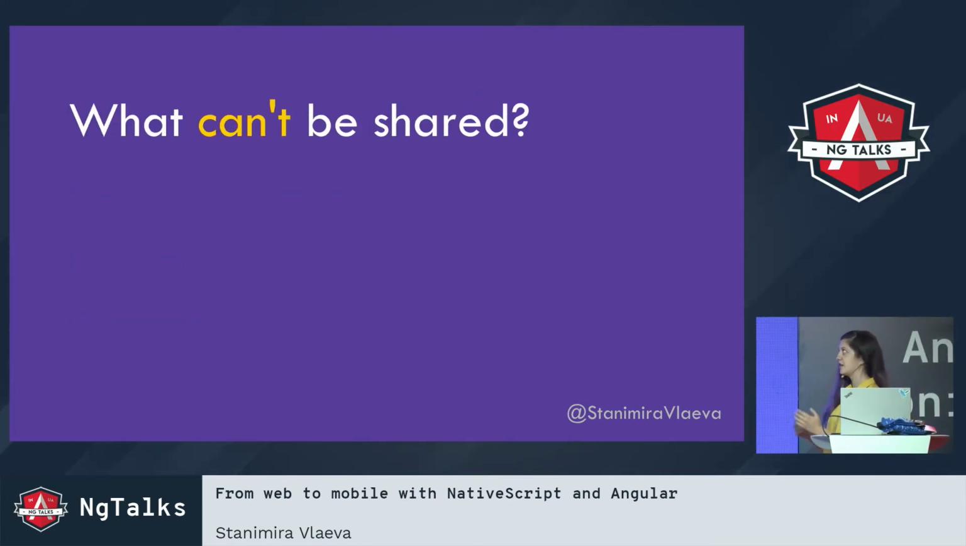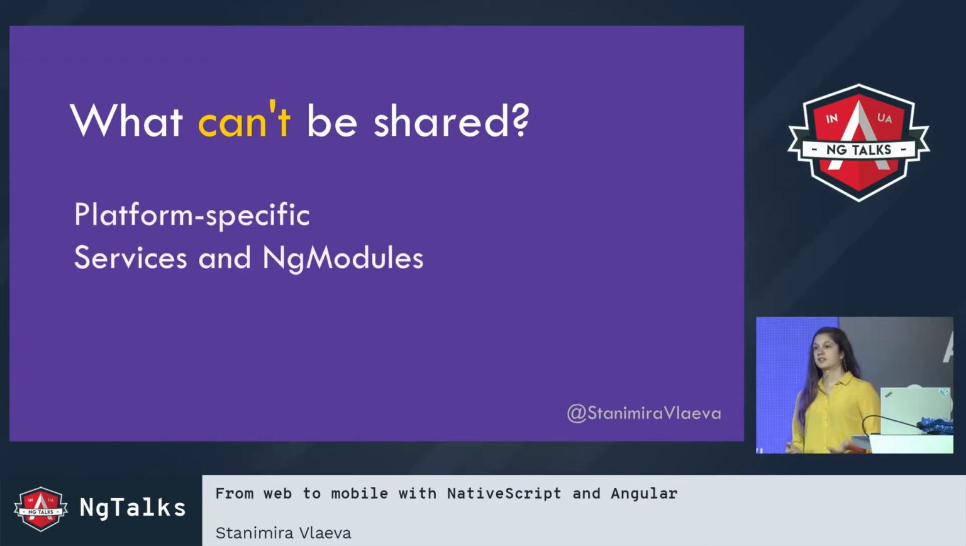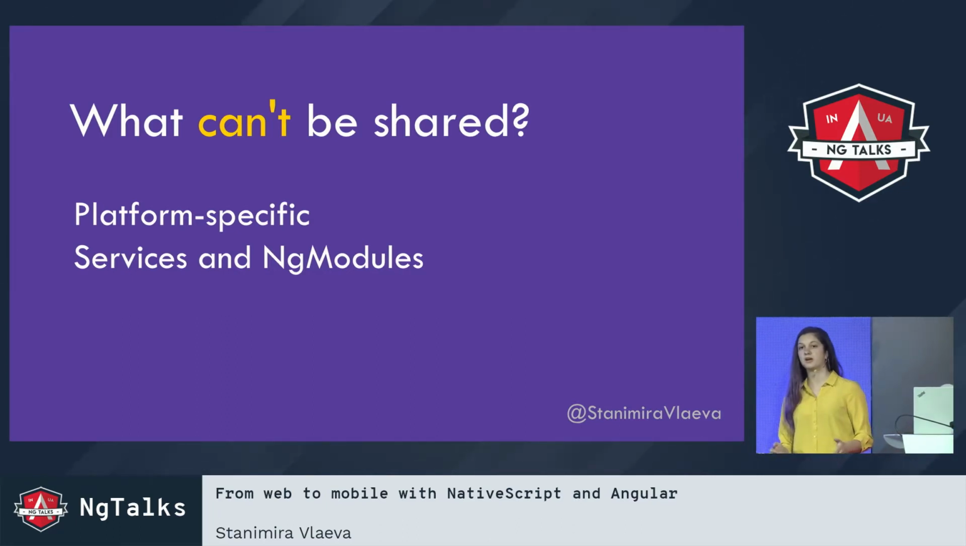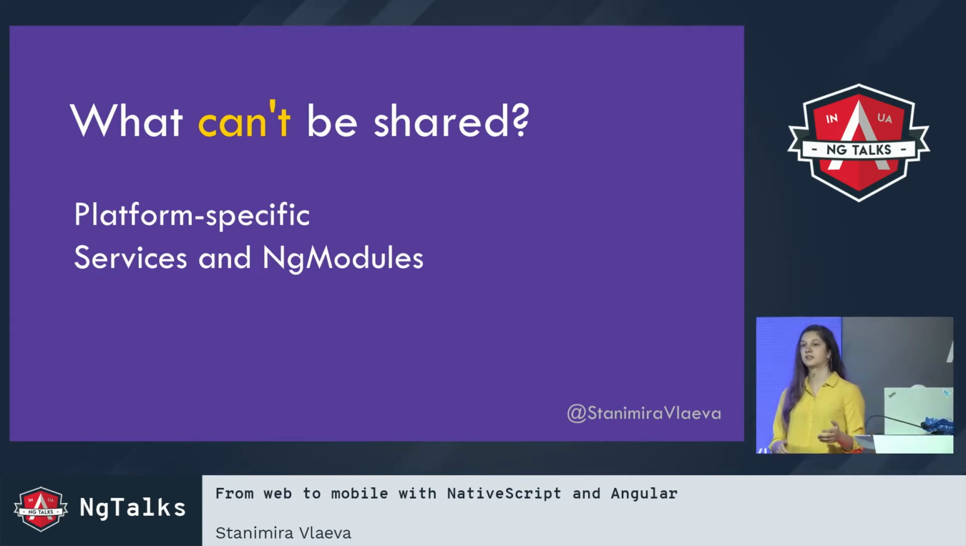So that leads us to the next question. What can't we share? We can't share some platform-specific stuff. For example, Angular Material. That's a very nice library, but it is built specifically for the web. It uses a bunch of DOM APIs, and we cannot reuse it in our mobile app. But fortunately, we have a lot of plugins and stuff like that for NativeScript that you can reuse.